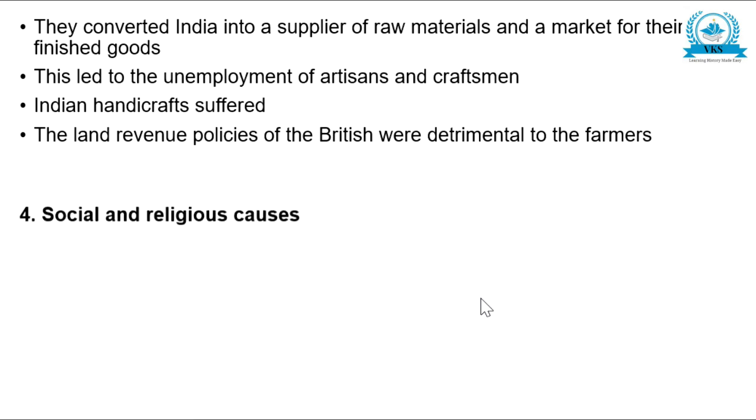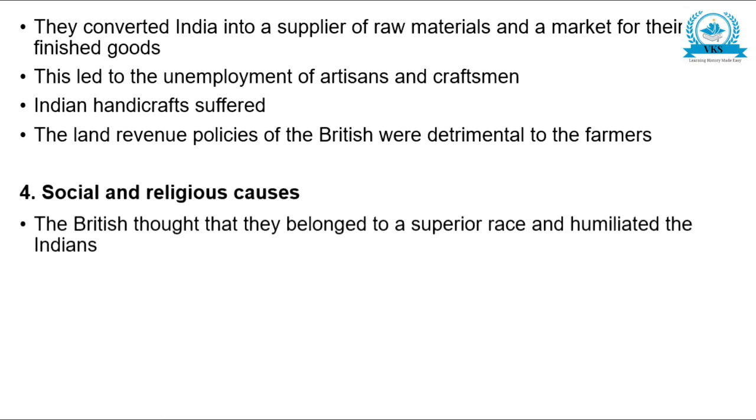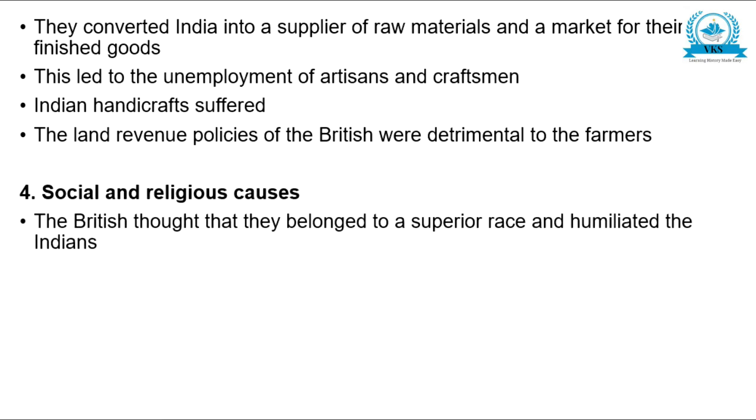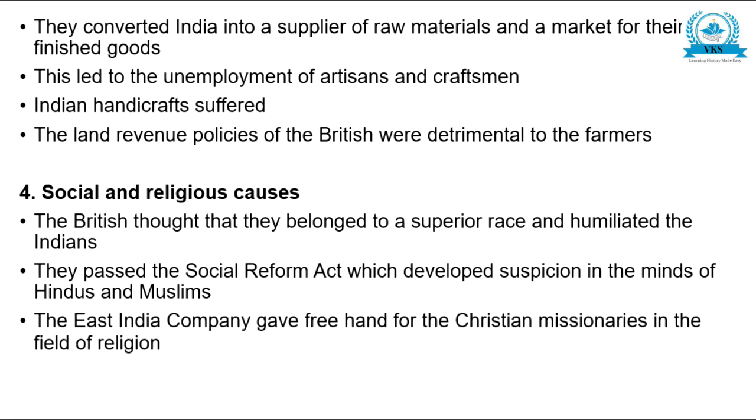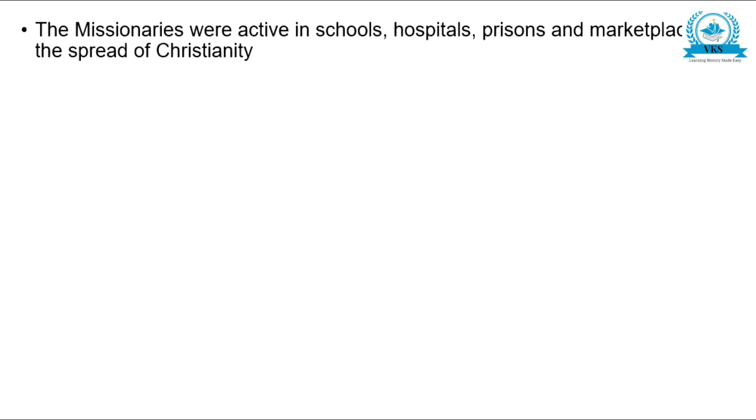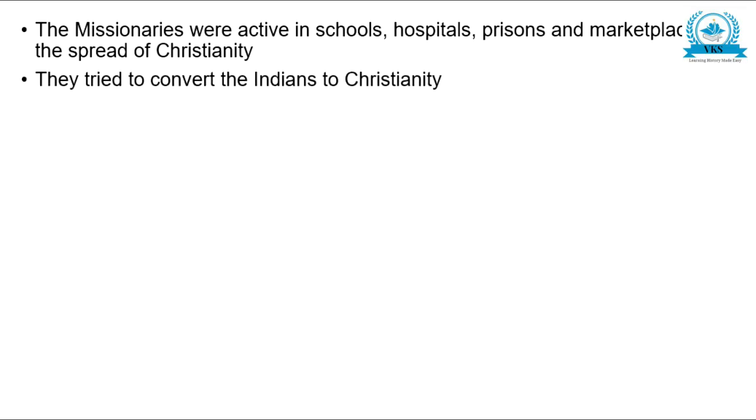The next cause, social and religious cause. The British thought that they belonged to a superior race and humiliated the Indians. They passed the Social Reform Act, which developed suspicion in the mind of Hindus and Muslims. The East India Company gave free hand for the Christian missionaries in the field of religion. The missionaries were active in schools, hospitals, prisons, and marketplaces in the spread of Christianity. They tried to convert the Indians to Christianity.